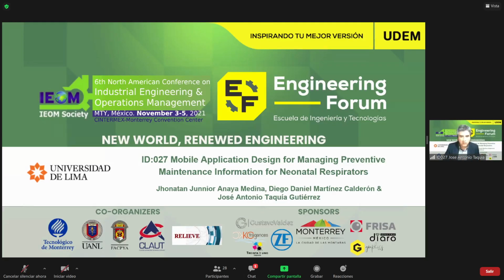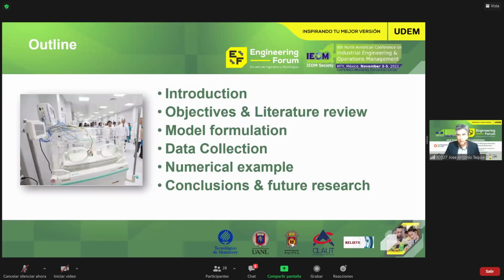To put in context, our presentation will have this outline. First, a brief introduction, objectives, some literature, our model formulation, how we get data, a numerical example, some conclusions, and future research.